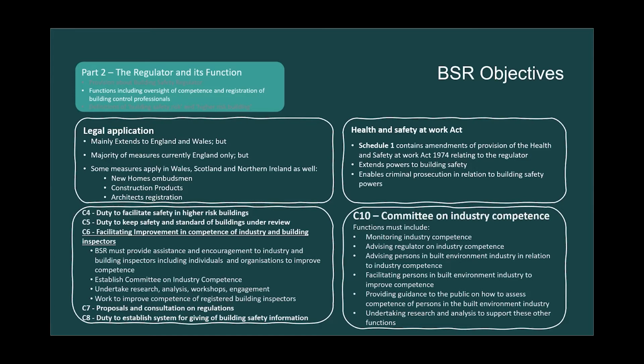As I said, the powers that the Building Safety Regulator has are delivered through amendments to Schedule 1 of the Health and Safety at Work Act, which extend powers to cover building safety, not health and safety at work, and enable prosecution in relation to building safety matters. Then there's a series of duties. There are 5 key duties: duty to facilitate safety in high-rise buildings, duty to keep safety and standard of buildings under review, and then the one we're most interested in, facilitating improvement in competence of industry and building inspectors, proposals and consultation on regulations, and duty to establish a system for giving of building safety information.